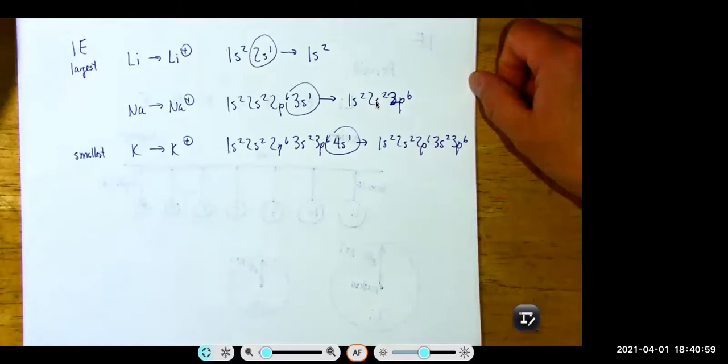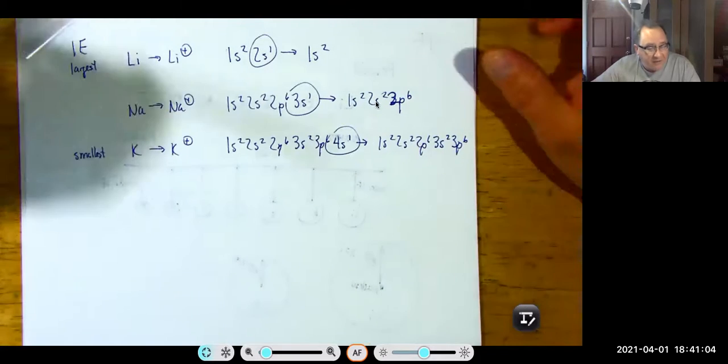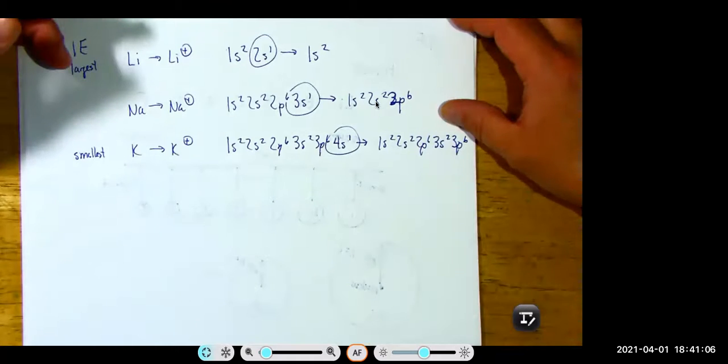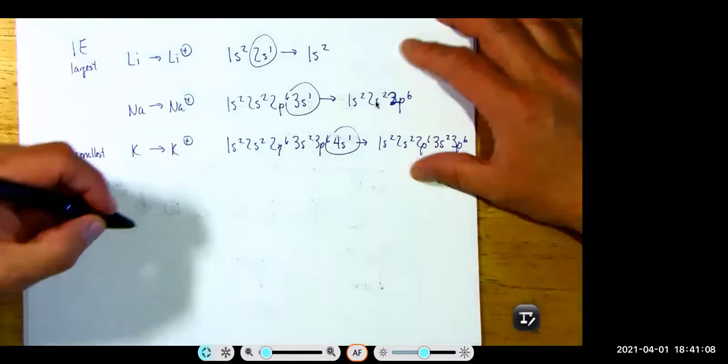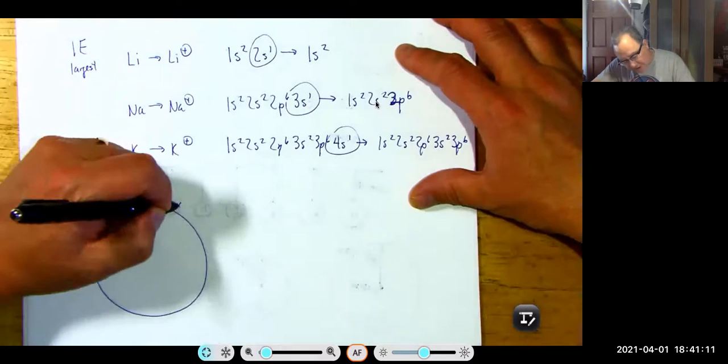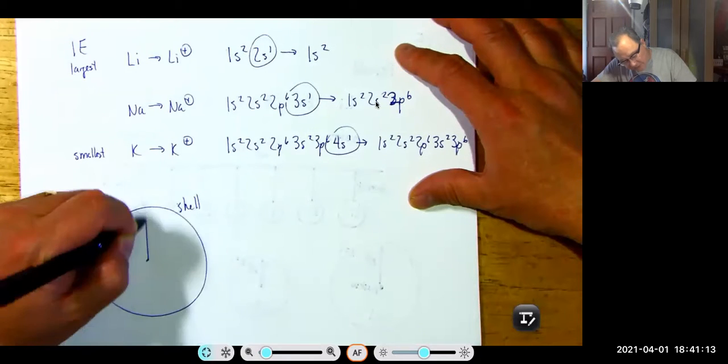Okay. So we're not talking about the radius anymore. We're talking about the shell. The radius is defined by the shell. Those are interchangeable. When I talk about this outermost shell, this is the radius.